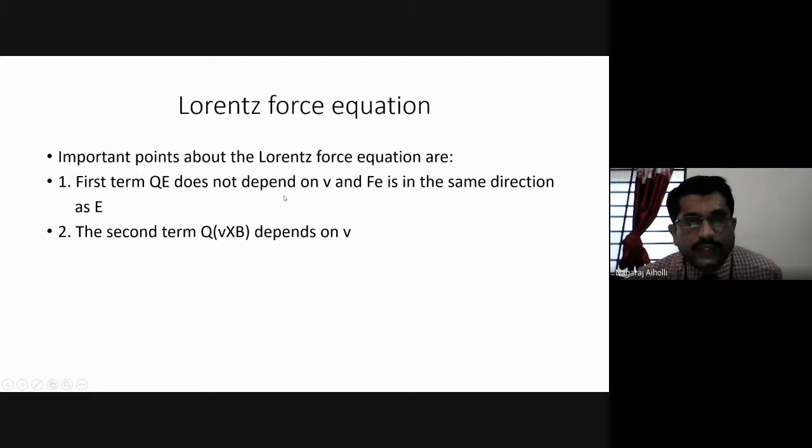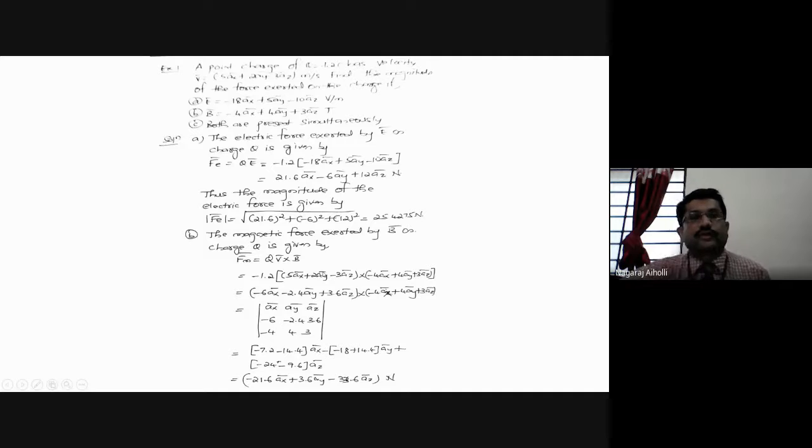The first term QE does not depend on V, and Fe is in the same direction as E bar. The second term QVB depends on the velocity V. Let us solve two examples here, students, on force: electric force, magnetic force, and the combined effect of electric force and magnetic force.